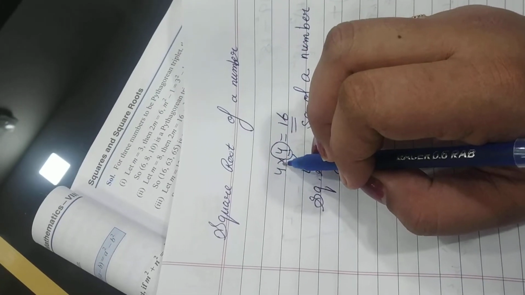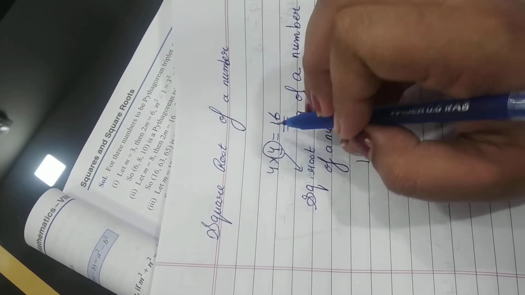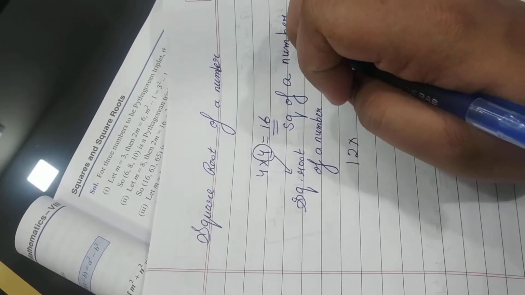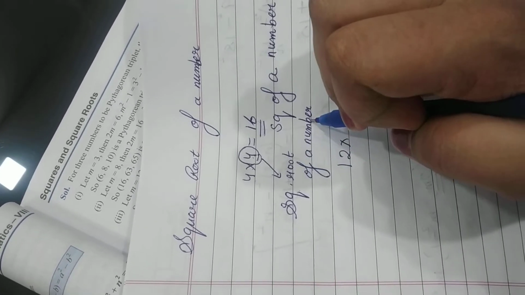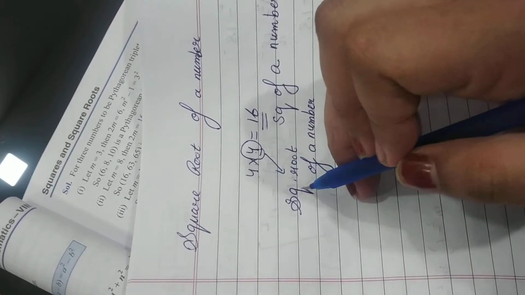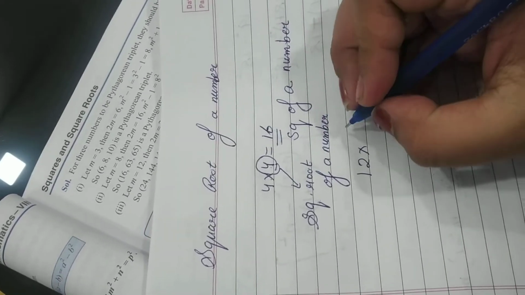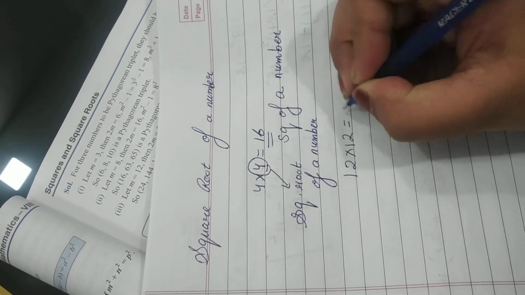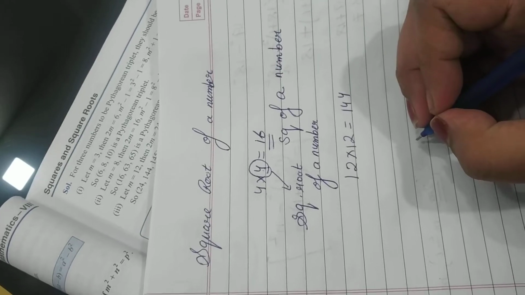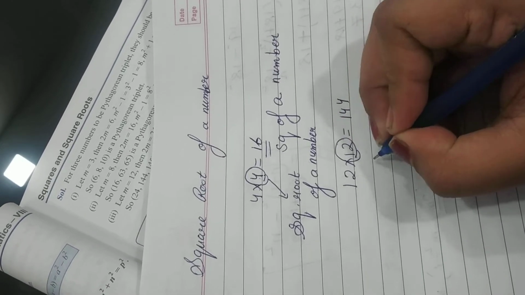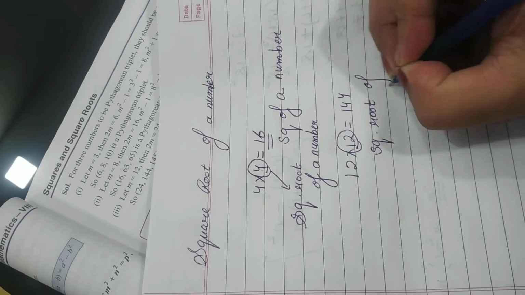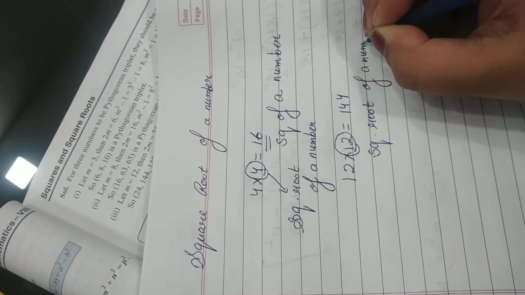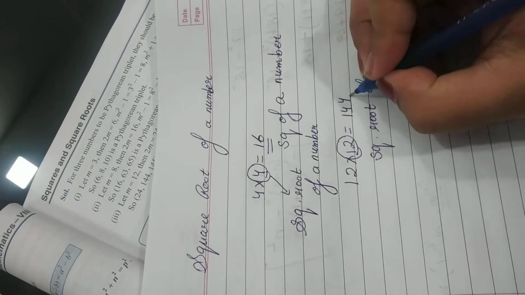See, we know 4 into 4 is 16. What do we call 16? Square of a number. This 4 will become square root of a number. What is this 4 called? Square root of a number. Like I am writing 12 into 12, that is 144. So this 12 is square root of a number. Of a number means of which number it is a square root? Of 144.